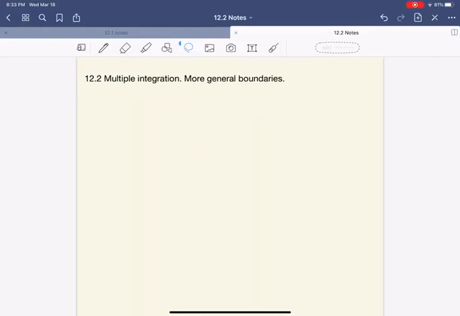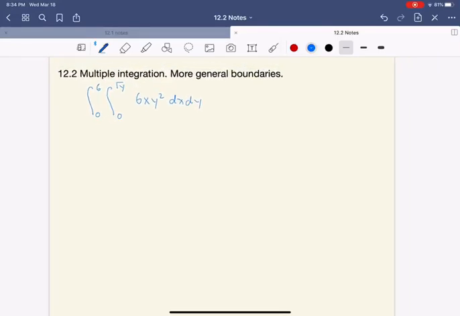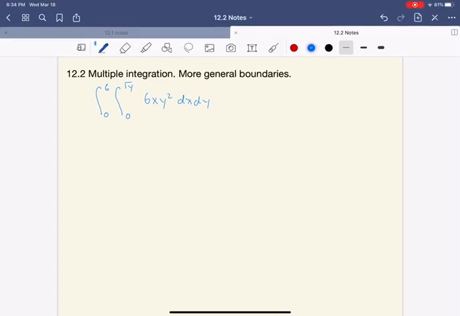Okay, so even something like, let's take the integral 0 to 6. And now here we're going to put 0 to square root of y, 6x y squared dx dy. Okay? So we just want to understand what's going on here. So what we are doing, we are integrating z equals 6x y squared in a region of space that looks like so.